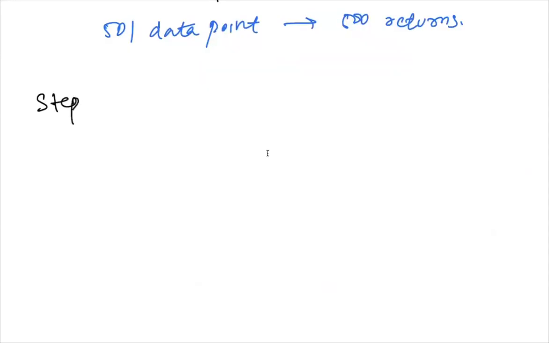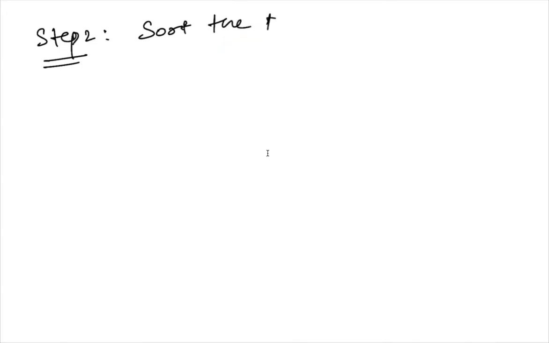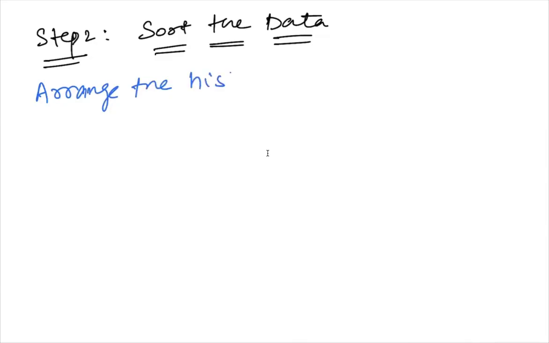Step 2 is, what is step 2? Step 2 is sort the data, which basically means arrange the historical daily returns in ascending order.